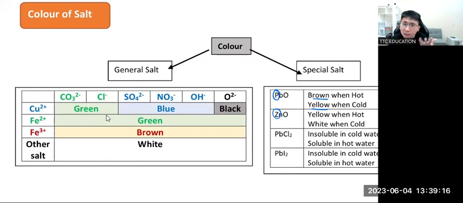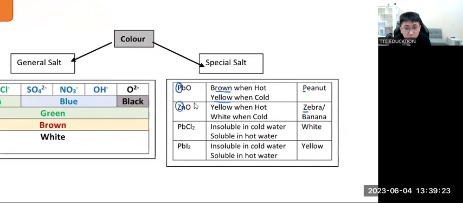But if you see brown color, confirm Fe3+. But if you see brown and hot, yellow and cold, that one is not Fe3+. The one is PbO. You see the difference? So it means for every color, you need to know who the color is for, then you know who it is.